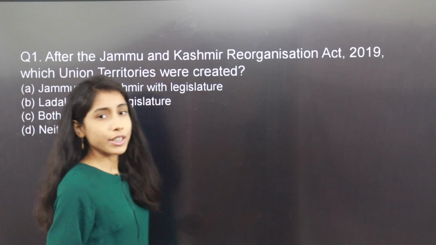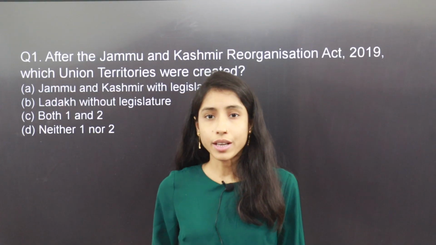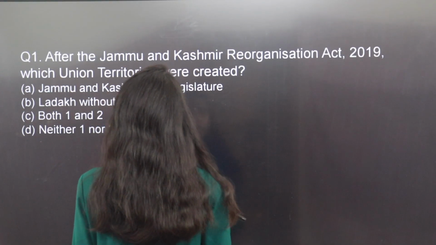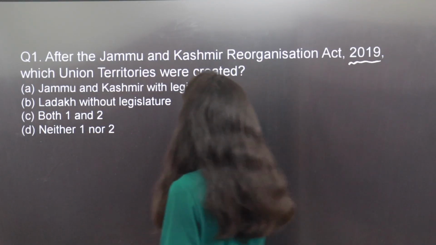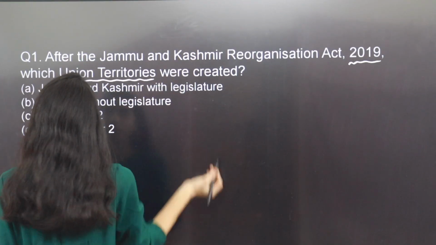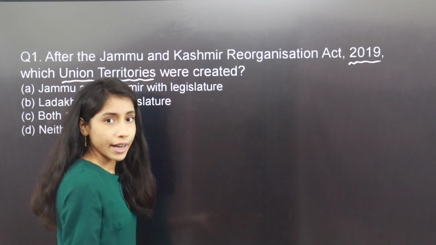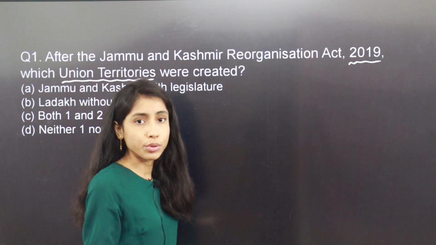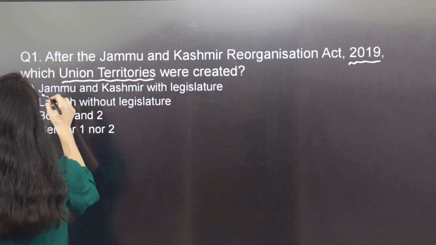After the Jammu and Kashmir Reorganisation Act 2019, which union territories were created? Everyone knows it. It's so simple. In 2019, Jammu and Kashmir state was divided into two union territories, Jammu and Kashmir and Ladakh.